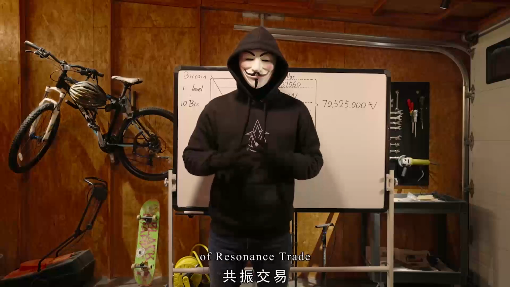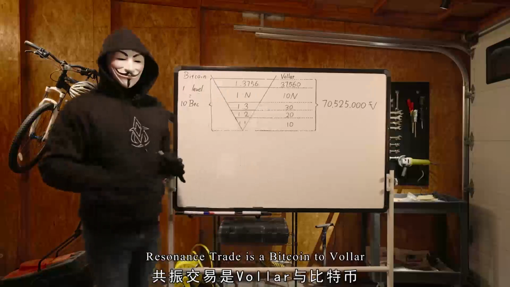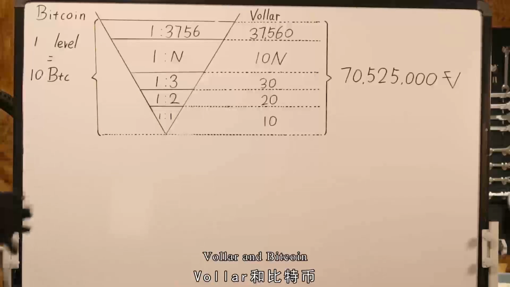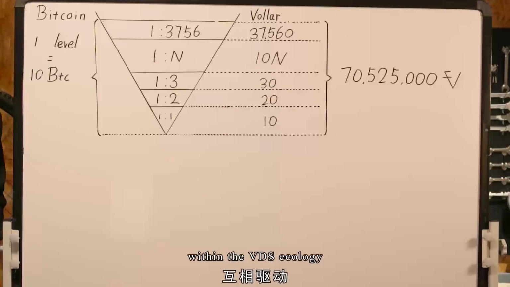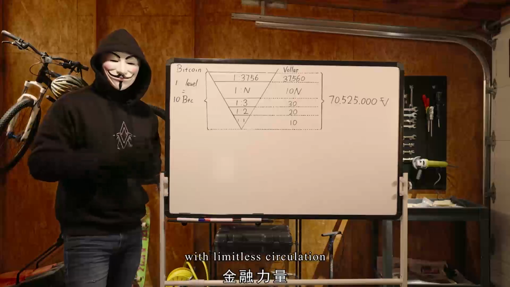A detailed explanation of resonance trade. Resonance trade is a Bitcoin to Volar one-way cross-blockchain exchange process. The Volar and Bitcoin drive each other within the VDS ecology, forming a financial power with limitless circulation.